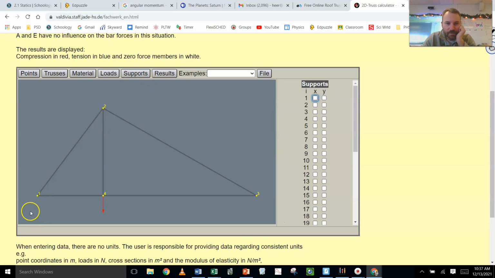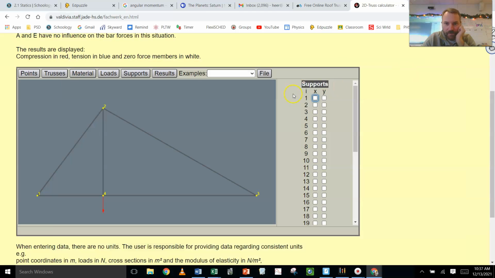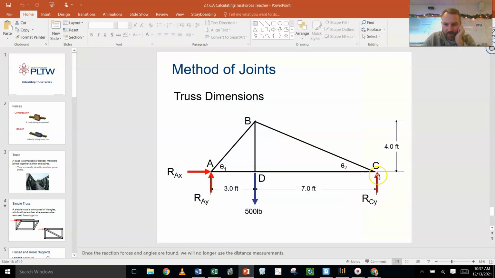Our supports: we had a support in the X and the Y here at A. So over here on node number 1, there's an X and a Y, and you'll see that it makes a pin. So there's a pin right there. And then over here at number 3, there's a support in the Y, and that's a roller. So we've got a roller here, a support force at C, and then we've got a pin which keeps it from going left and right and up and down over there.